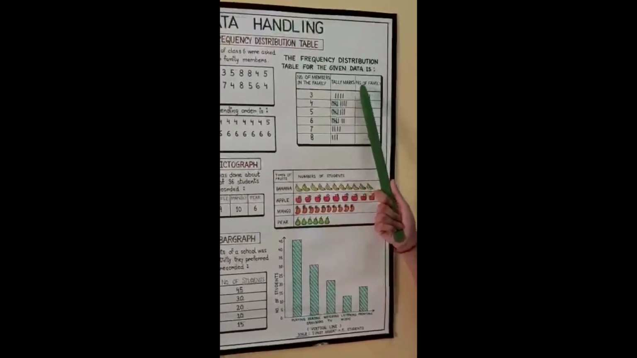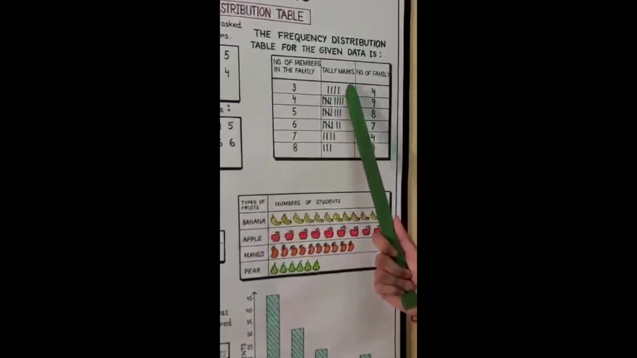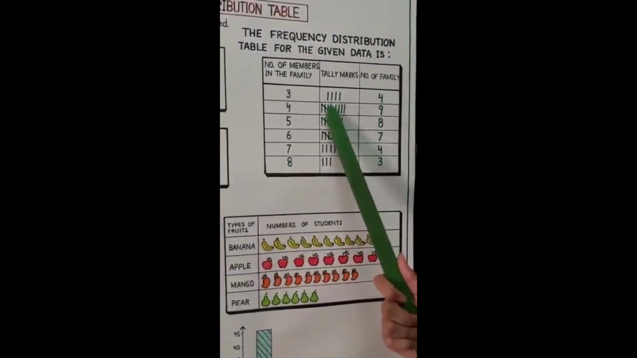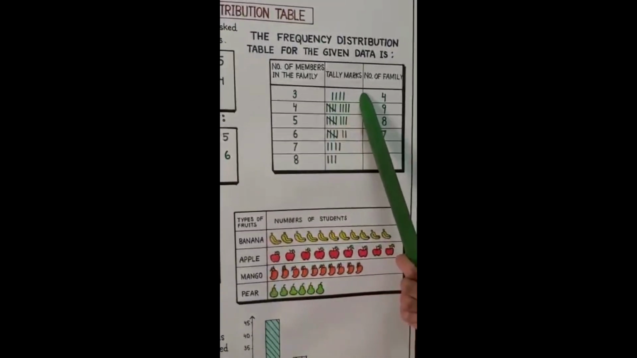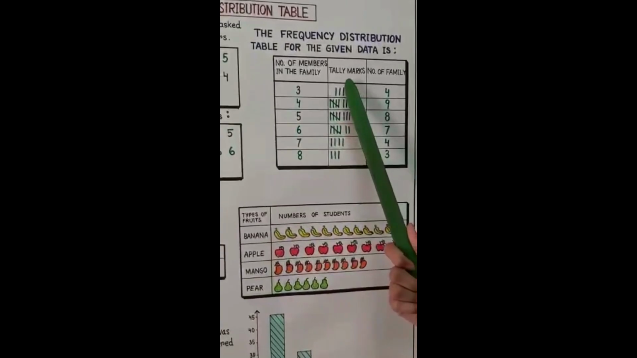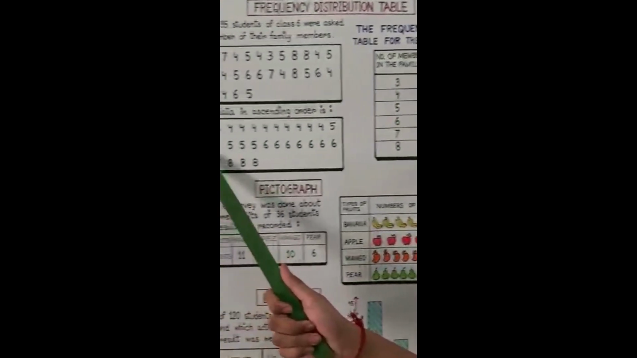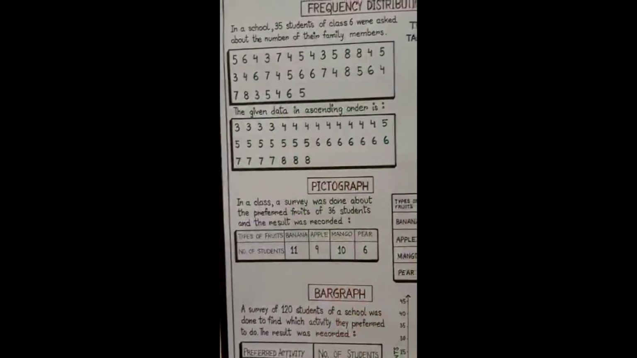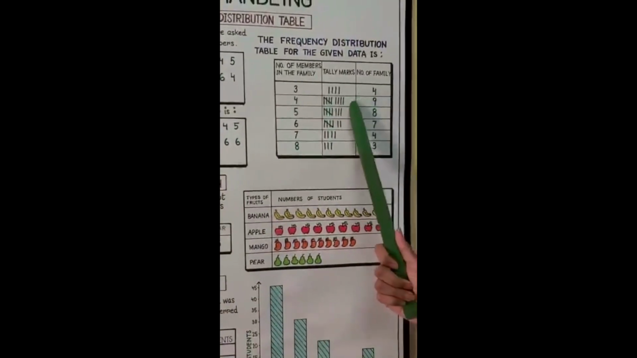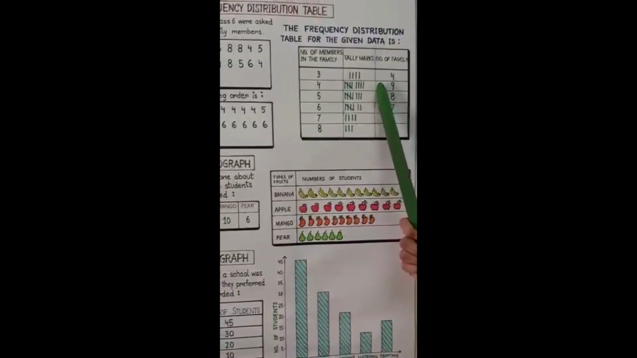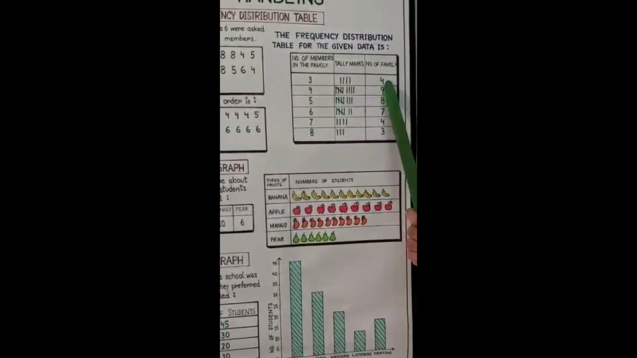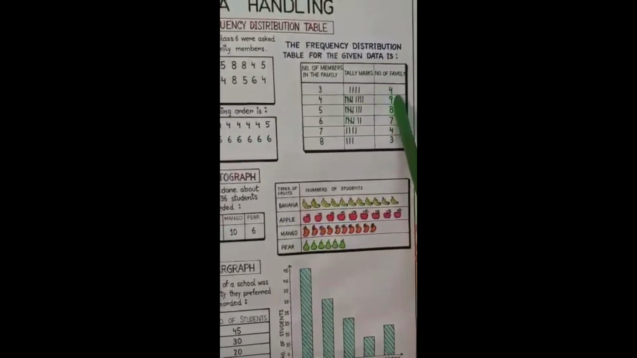In the second column, against each observation, we mark a stroke called tally mark each time the observation occurs in the given data. To make the counting convenient, we write the tally marks in bunches of 5. For example, here 3 is repeated 4 times, so we write 4 in the form of tally marks. A frequency of data can be easily represented using tally marks. We write the frequency or the number of families in the third column.